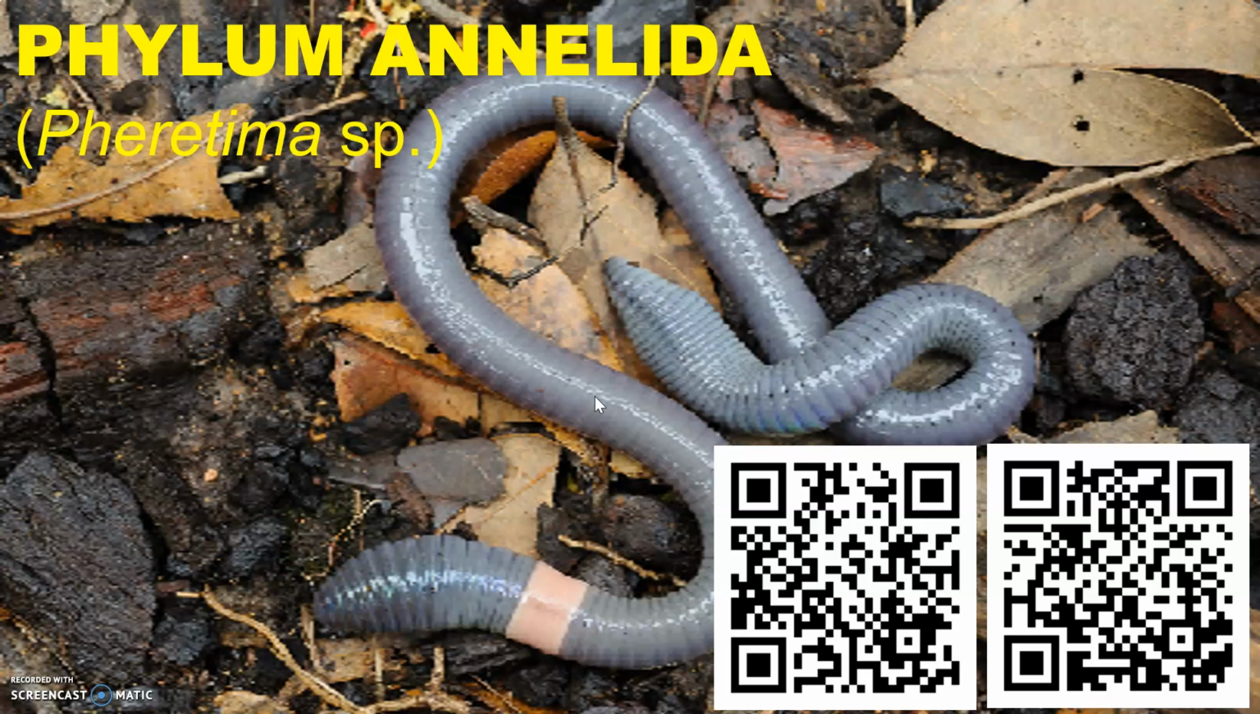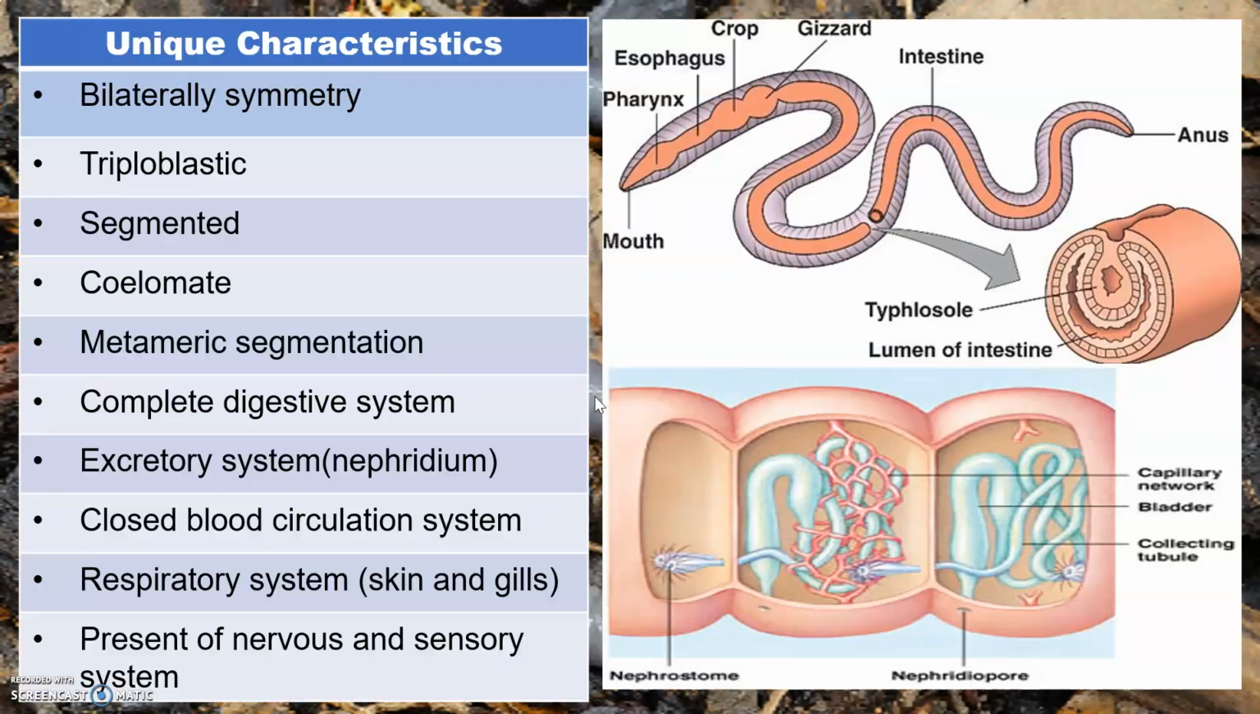The next phylum is phylum Annelida. Annelida are bilaterally symmetric as well, triploblastic, segmented, they have a coelom, and they have this important structure here, metameric segmentation. So this is the metameric segmentation. In each of the segments, they have the same organs repeatedly.